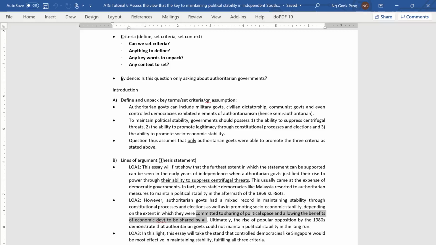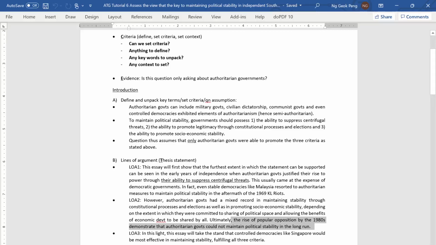You know that authoritarian governments had a mixed record, so some positive, some negative. However, regardless of whether they are positive or negative, in the long run, the rise of popular opposition suggests that authoritarian governments could not maintain political stability. Even in the more positive case studies of authoritarian governments, there was still dissent and popular resentment, culminating in protests and uprisings. So this suggests that everyone's not happy with authoritarian governments in the long run.